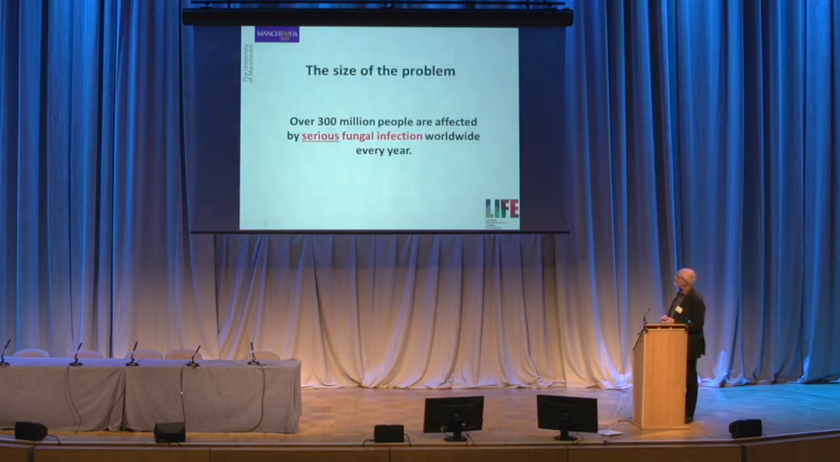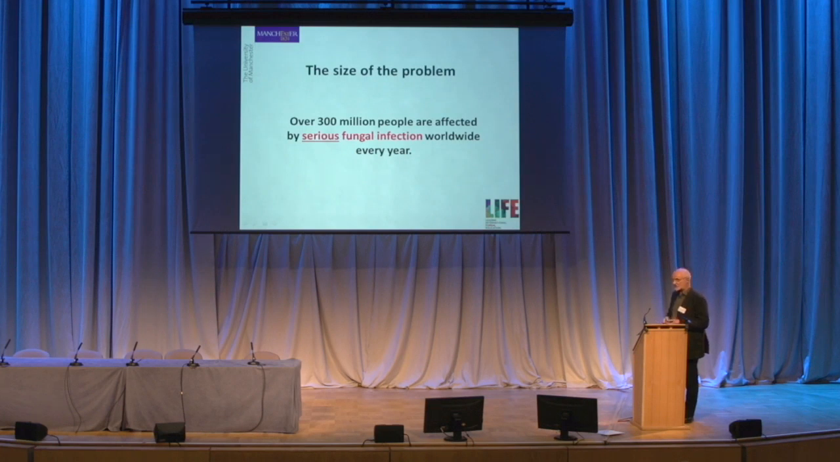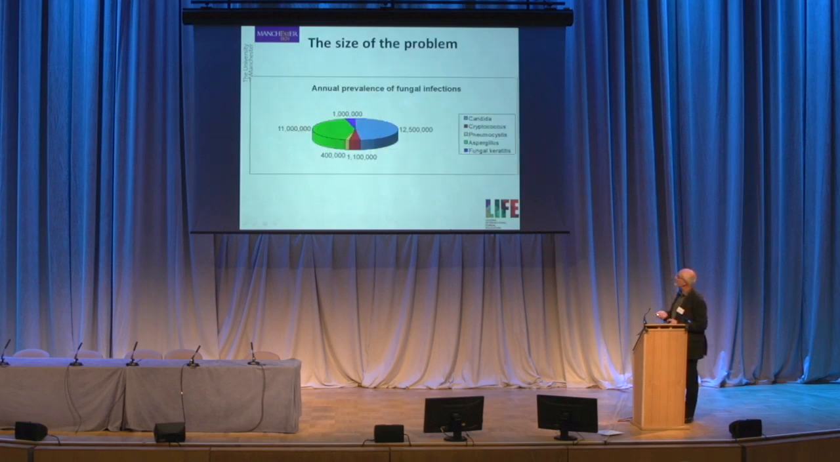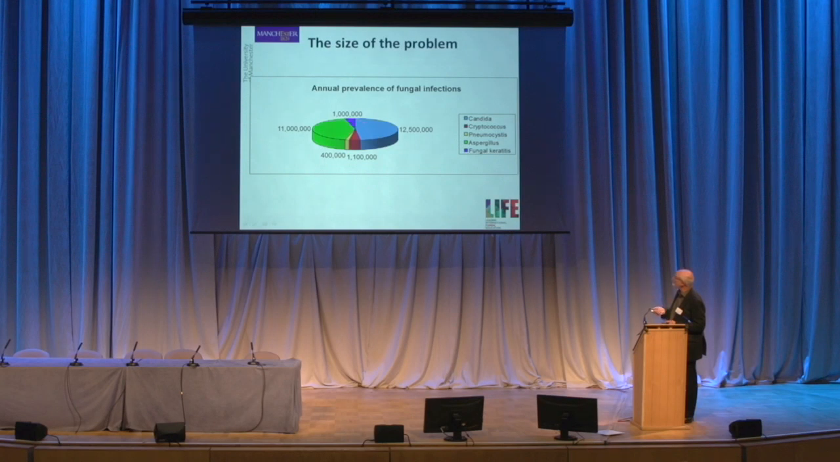Quickly then, the size of the problem, just to really set the scene. I'm not suggesting that all of these people could be treated with alternative products like Sergi honey, but over 300 million people are affected by a serious fungal infection, Candida, Aspergillus and others. And we can see that broken down a little bit here. Candida, of course, candidemia being the main infection that we see here. And here's fungal keratitis, the sorts of numbers that we're talking about.